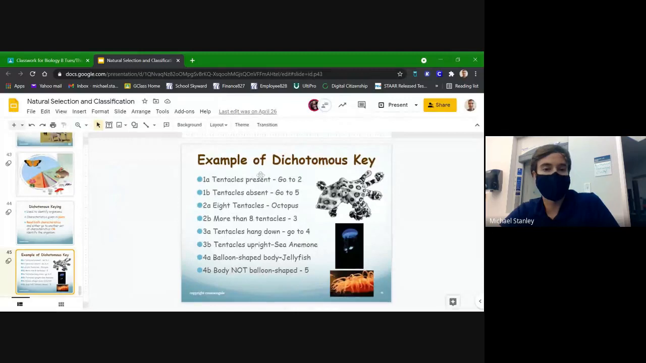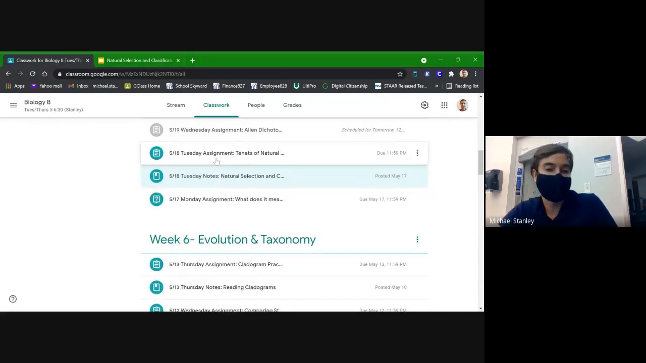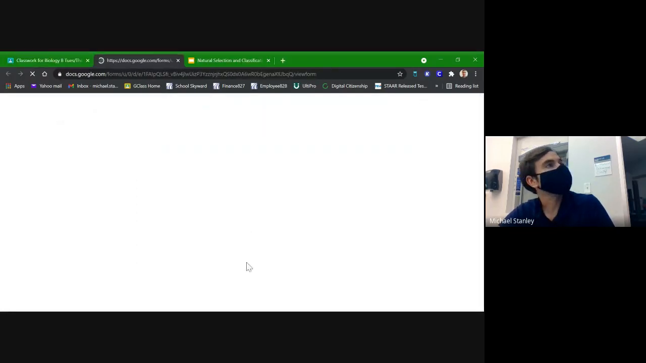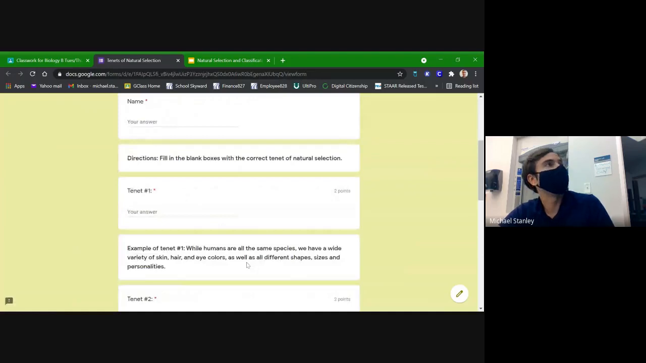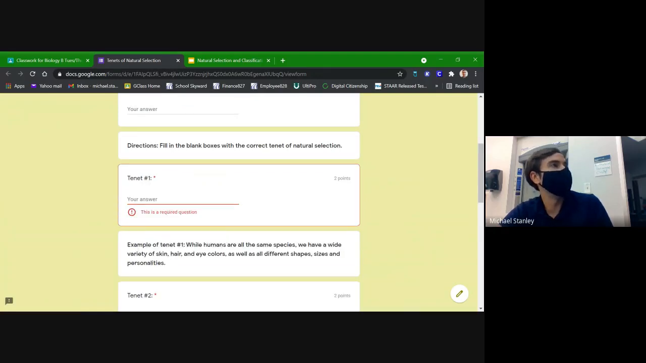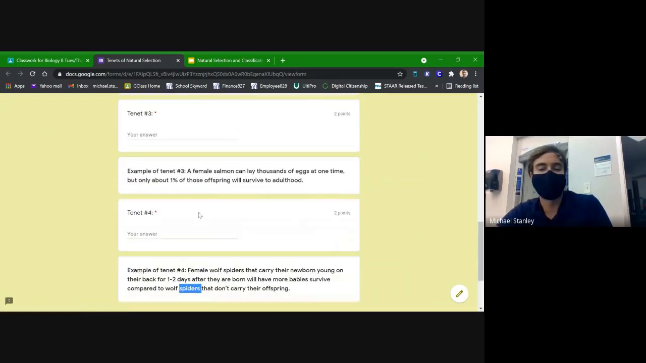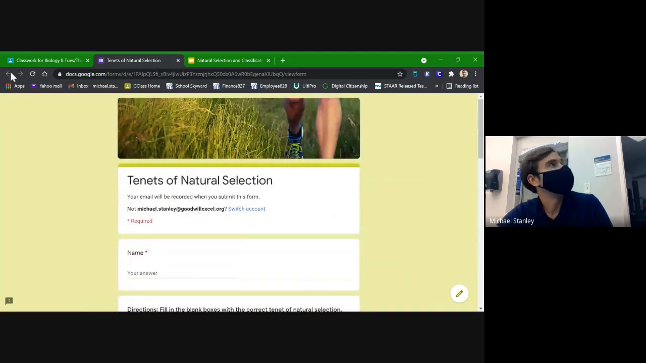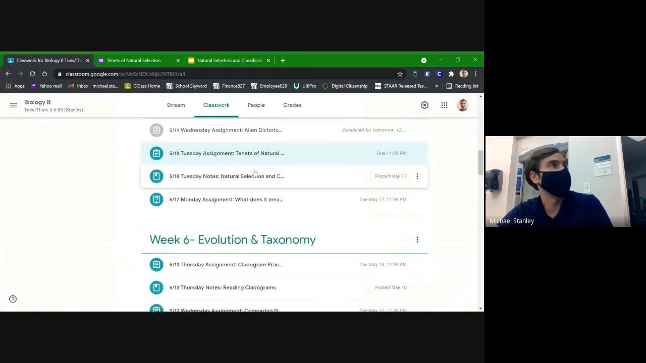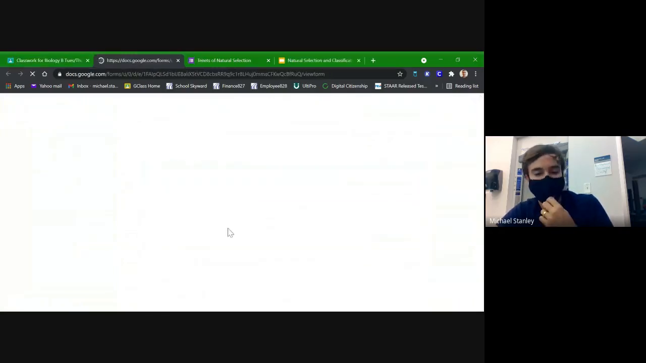So the reason why I wanted to go over that dichotomous key with you guys is that that's going to be important for your homework tomorrow. So your daily assignment for today is pretty simple and straightforward. I essentially want you to list out our 4 tenets of natural selection that we talked about. Each one has a place where you can write in your answer and then also an example of that tenet, just in case you need a little bit of help remembering which one goes with which type of trait or characteristic. We talked about these 4 tenets of natural selection a whole lot right up at the top of the class, so hopefully that should be pretty straightforward. And then in terms of that dichotomous key, that's going to be important for working with your homework tomorrow.